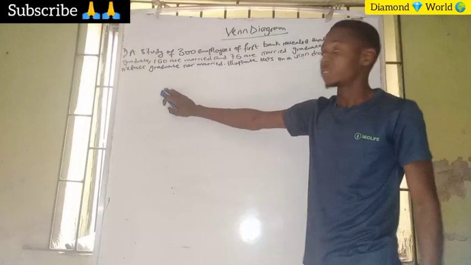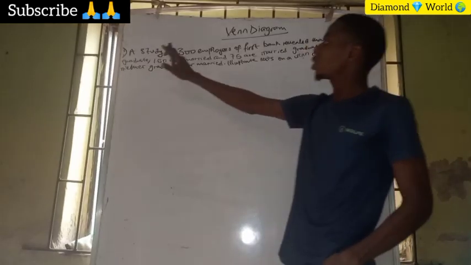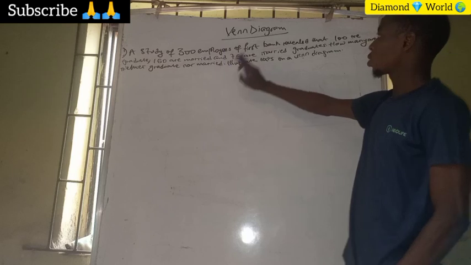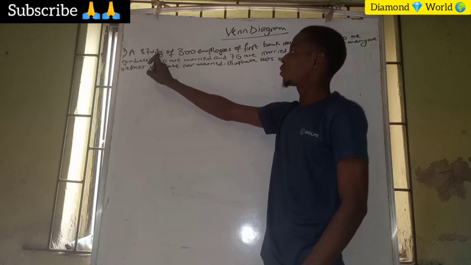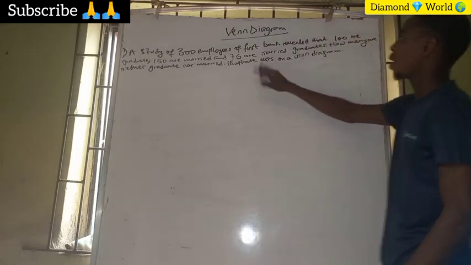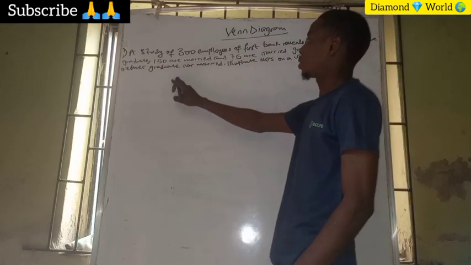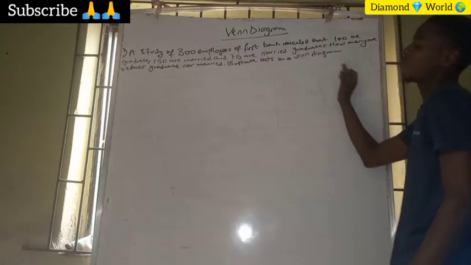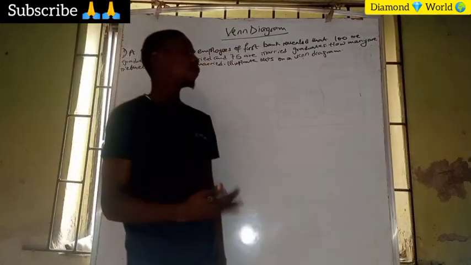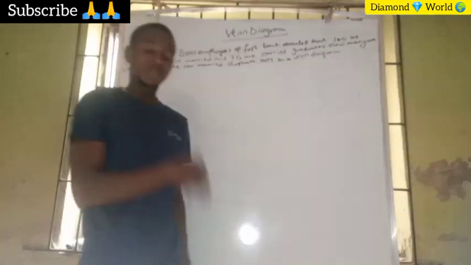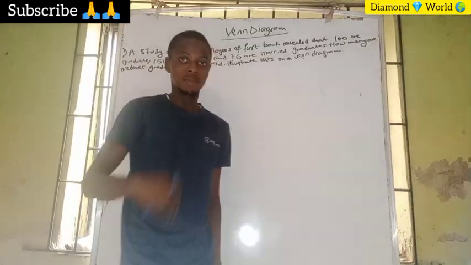Now, this is the second question that we're going to be looking at for today. A study of 300 employees of First Bank reveal that 100 are graduates, 150 are married, and 75 are married graduates. How many are neither graduates nor married? Illustrate this in a Venn diagram. Now, when you are given something like this, that means you are asked to look for people that are not married and that are not graduates that are working in that same place.